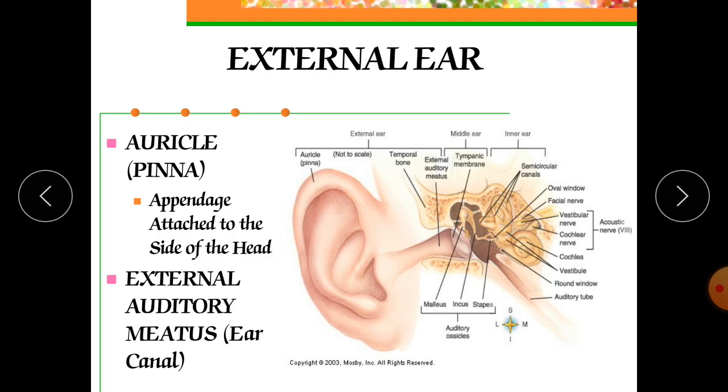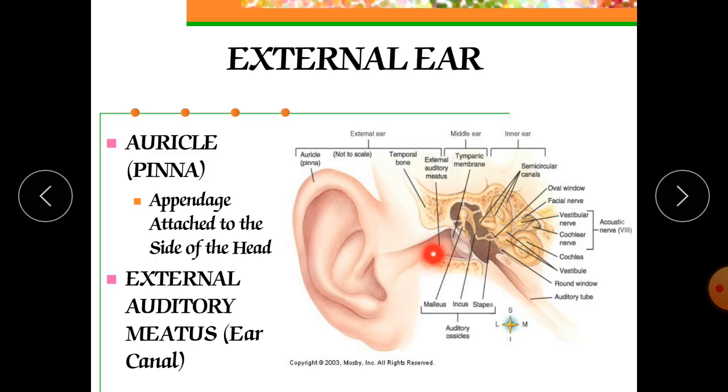The auricle or pinna is a flap of elastic cartilage shaped like the flared end of a trumpet. It looks just like a trumpet, the musical instrument used to produce music or sound, and it is covered by skin. Here you can see the skin. The rim of the auricle is called the helix. The inferior portion is called the lobule. Ligaments and muscles attach the auricle to the head.